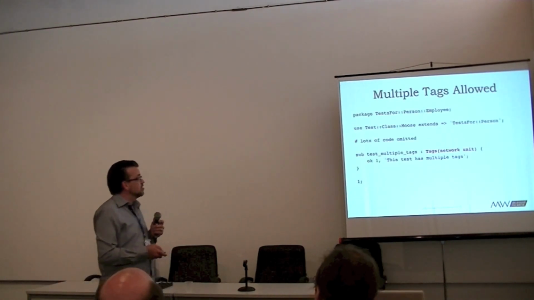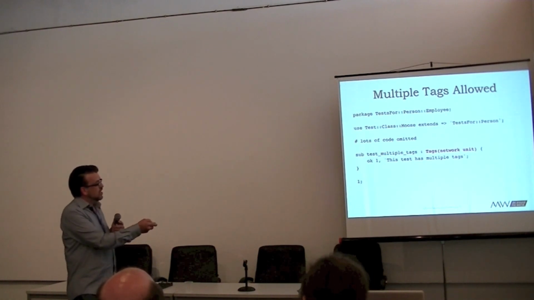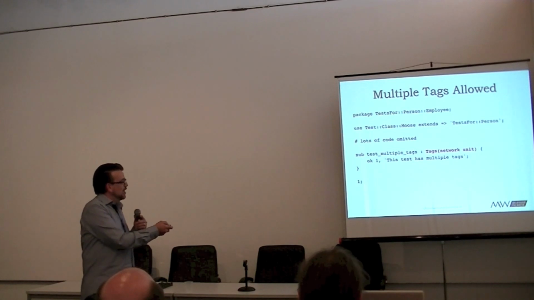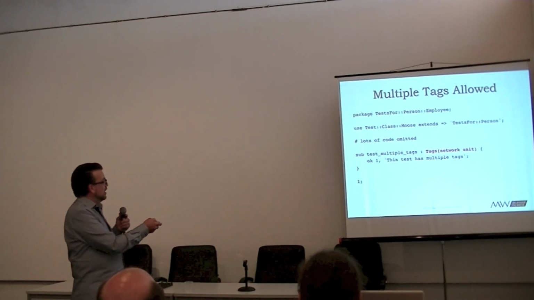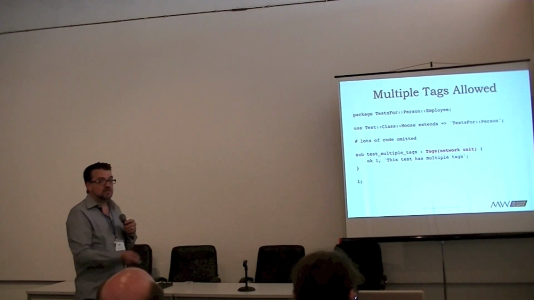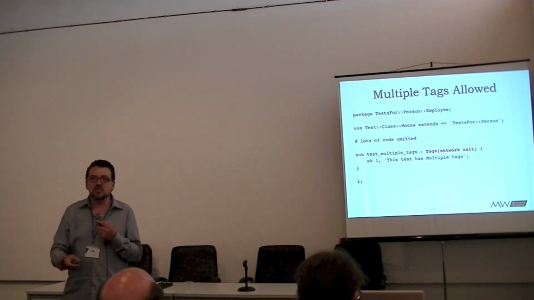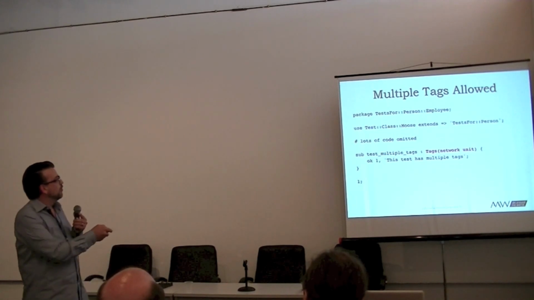We also have multiple tags allowed, of course. If you want to tag something as a network test and a unit test, no, that doesn't make sense. I know, but just bear with me. Ovid needed coffee when he was writing that. But you know, you can have multiple tags, and as you say, use these tags or exclude these tags, you can control it that way.